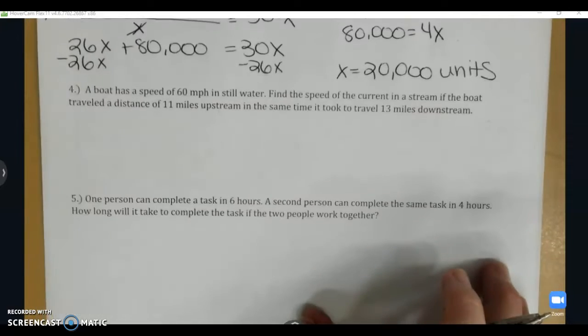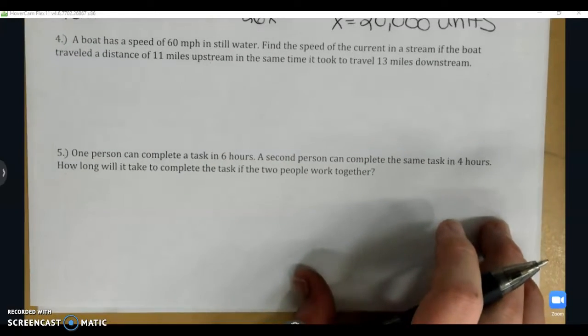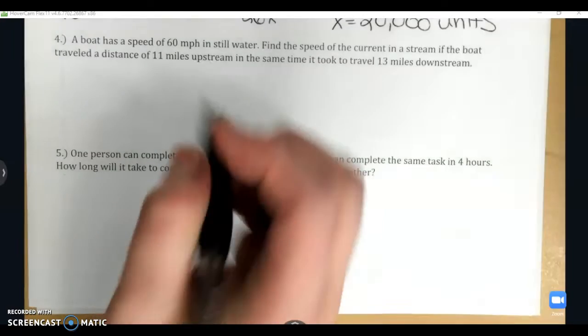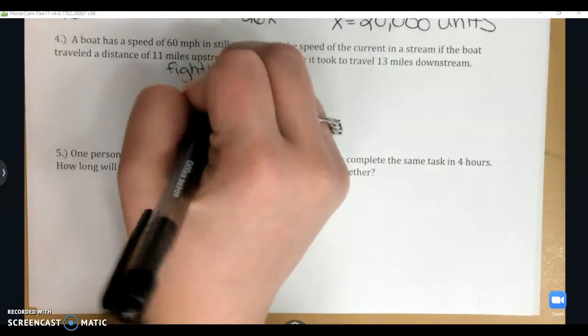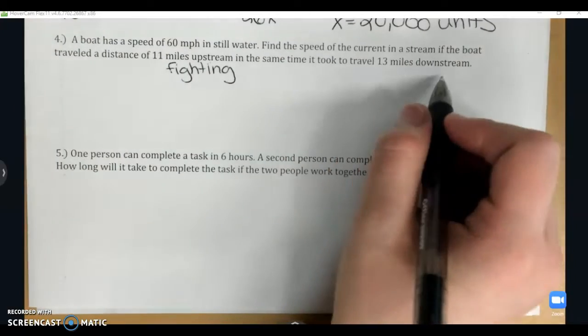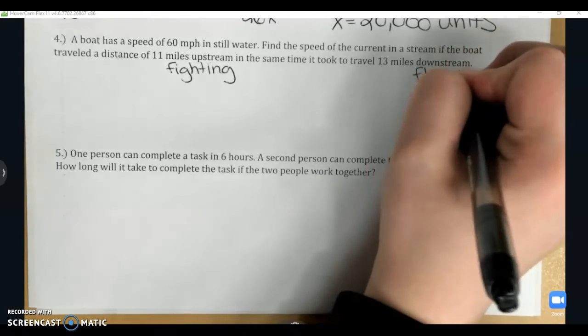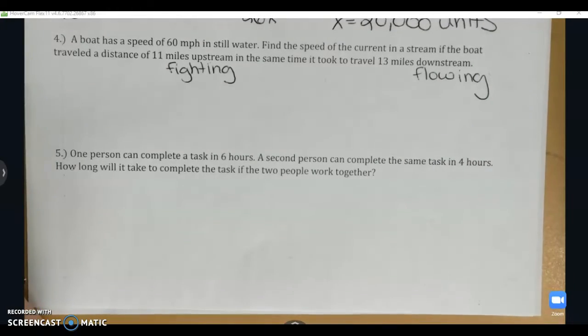Number 4 is similar to number 1. This time we're talking about a boat. So a boat has a speed of 60 in still water, and then we have a distance that was traveled upstream. So this is where we're fighting the current. And then it travels 13 miles downstream. So this is when we're flowing with the current. And this again is happening in the same amount of time.